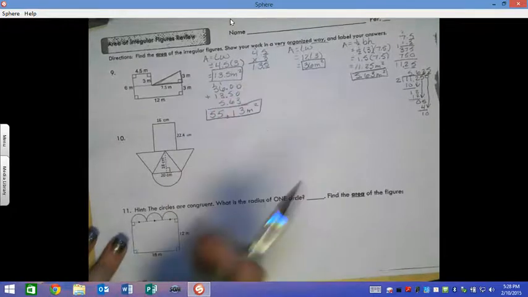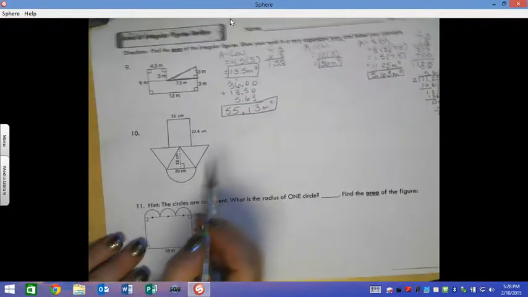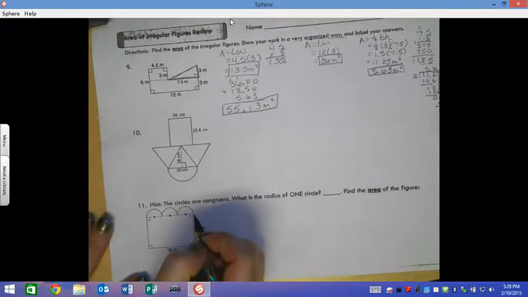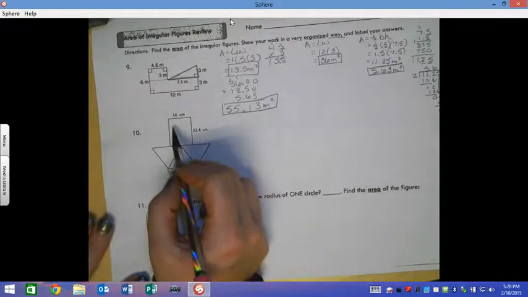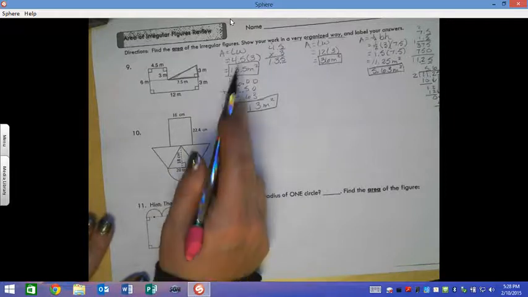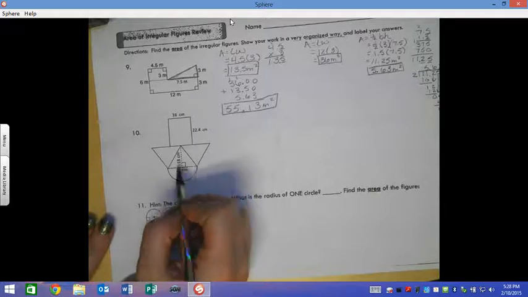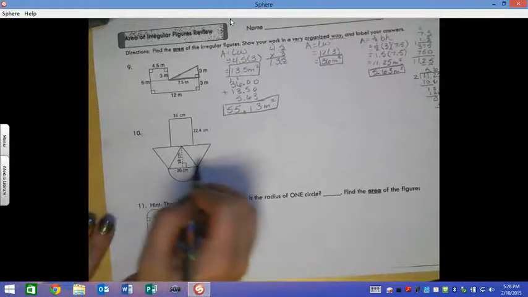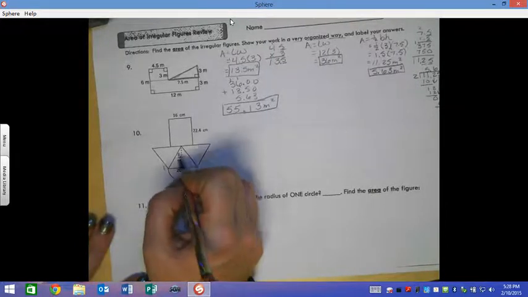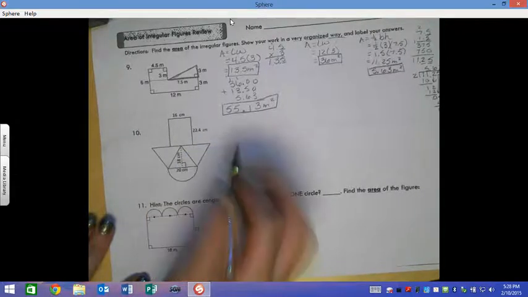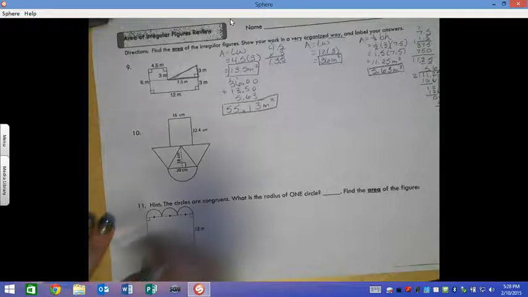So what you need to do for these others is you need to find each of these areas and then add them together. So notice here we have the area of a rectangle, which is length times width. We have the area of a triangle, but we have 3 triangles. These are all exactly the same. So when you get the area for this one triangle, just multiply it by 3, and that will give you your total area for your triangles.